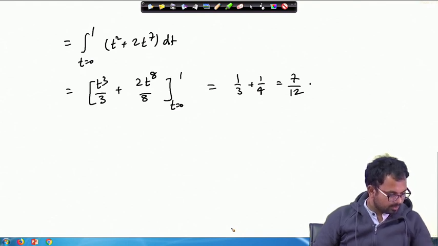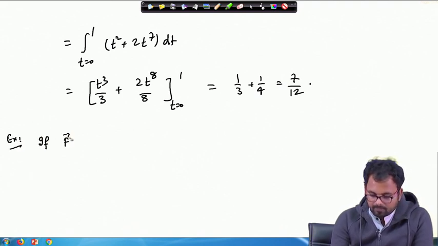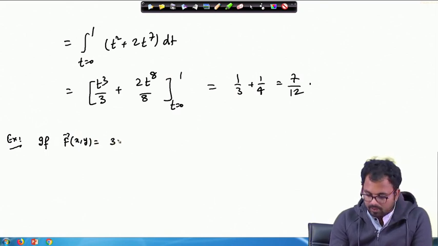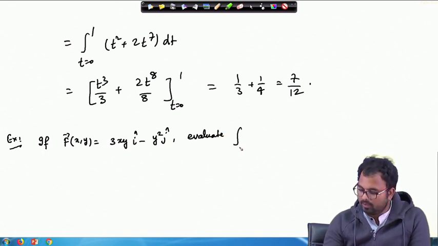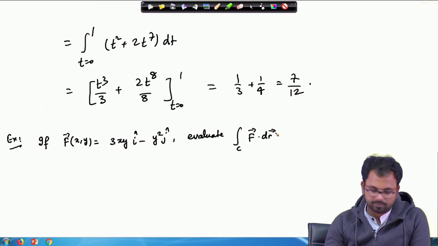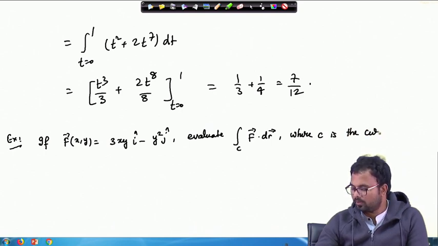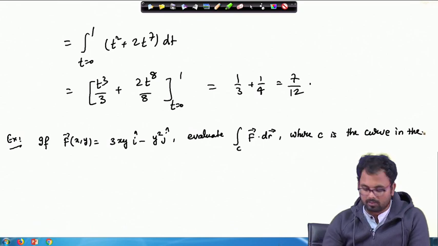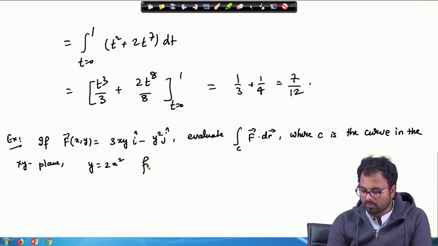So now, let us consider another example. If F(x, y) equals 3xy i minus y square j, then evaluate the line integral of F dot dr, where C is the curve in the xy plane, y equals 2x square, from (0, 0) to (1, 1).